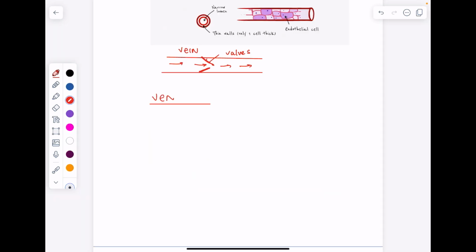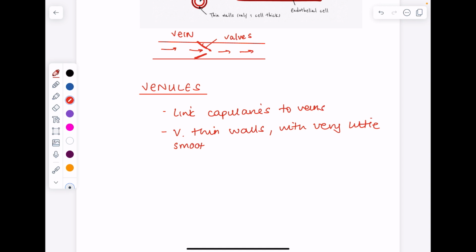Let's mention venules now. These link capillaries to veins. They have very thin walls with very little smooth muscle. They allow blood to flow into the veins. Notably though, they have no valves, so they can't control the direction the blood flows.